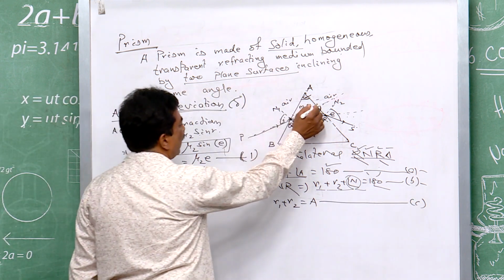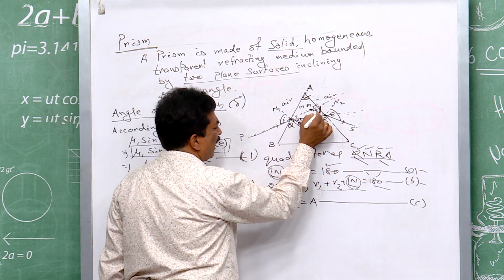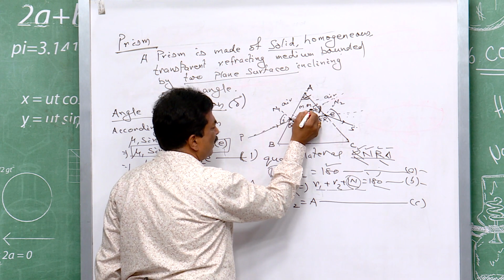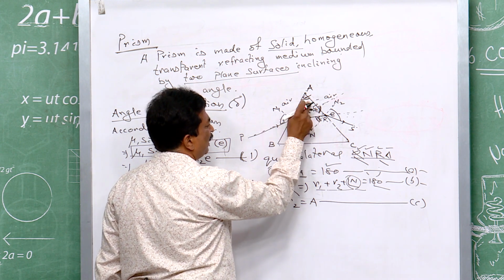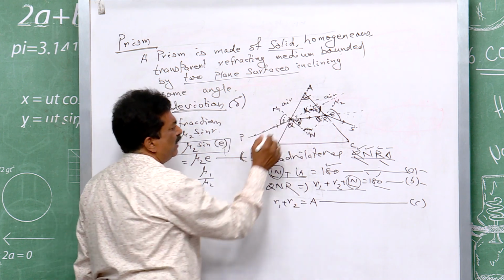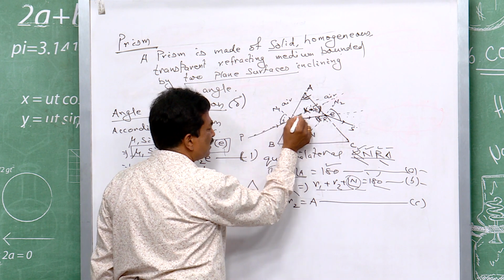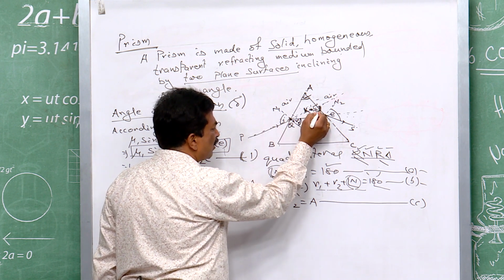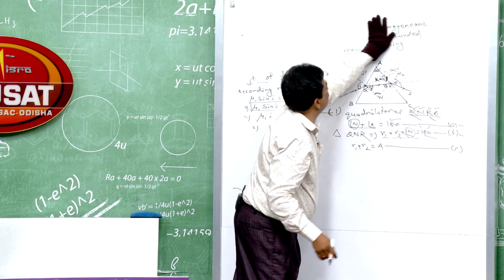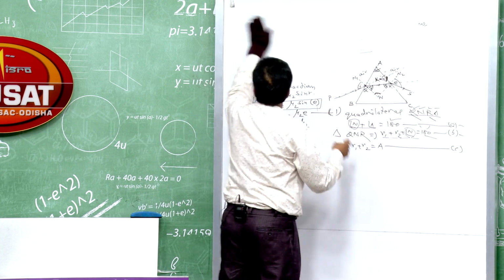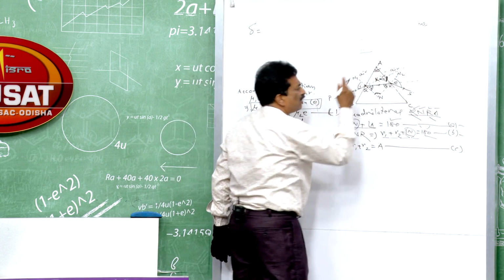Again the angle of deviation which we discussed, this is the angle of deviation. Suppose we give the name K to this point where it meets. So in the triangle Q, K, R, this is the deviation angle, the deviation angle delta, which is the exterior angle.